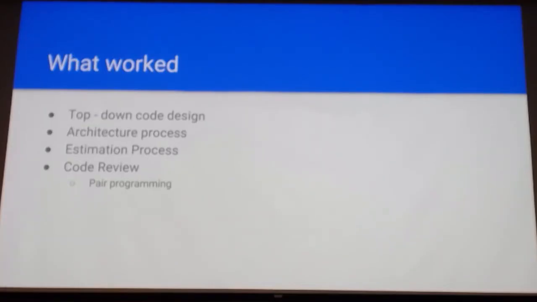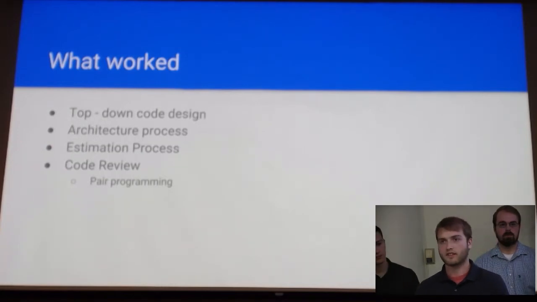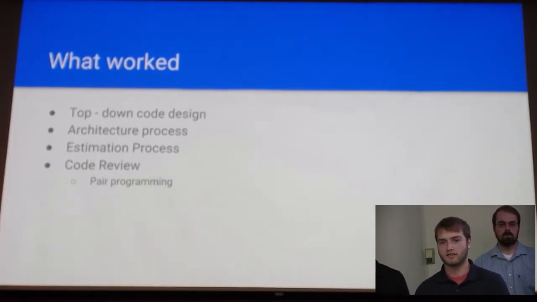So it worked. Our top-down co-design, where we developed a mock-up prototype and then built that into individual features, worked out really well for us. And our architecture process, which revolved around us breaking that into models and then developing endpoints from those models that we would then bring into use for our client side, worked out really well for us.